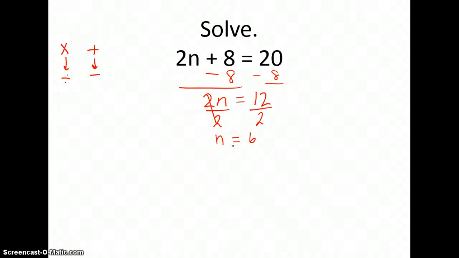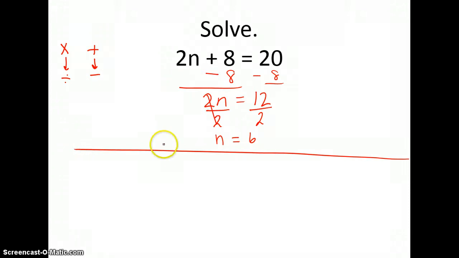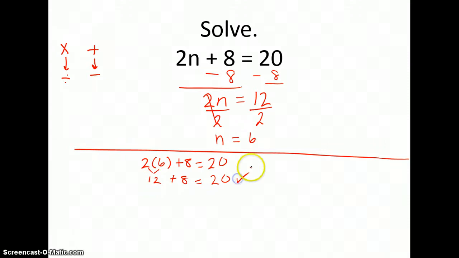But before I can just say 6 is my answer, I do need to check my work. So I do that by substituting my solution into the equation and then using the order of operations, so I have to multiply first, to see if the left side and the right side do in fact have the same values. And 12 plus 8 equals 20, so I know I'm correct, and n equals 6 is my solution.